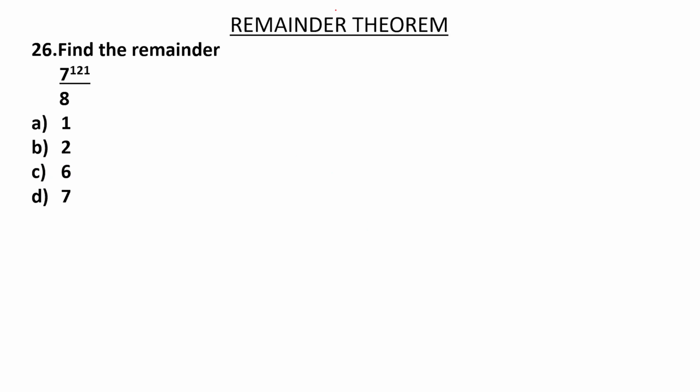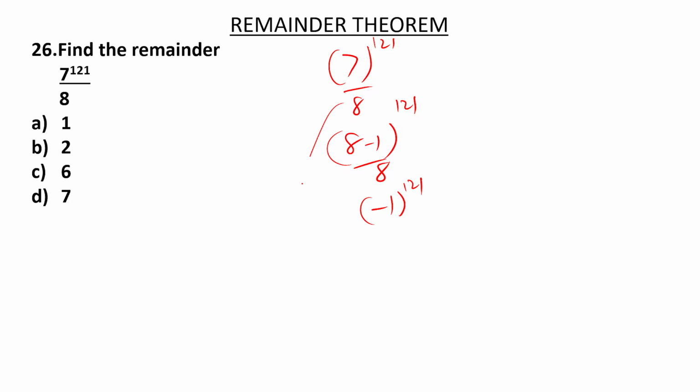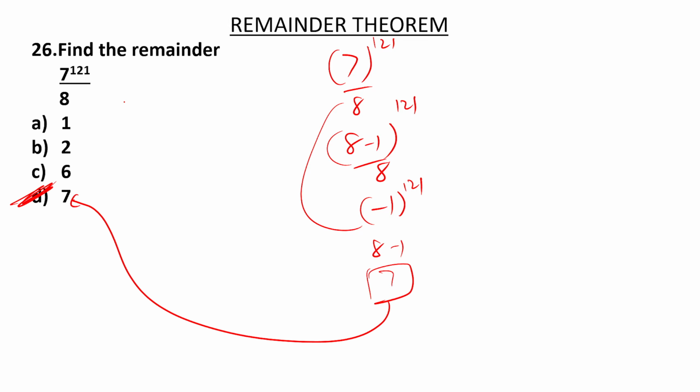Now moving on to the next question. The same way, everything goes on the same way if you understand the logic. Now it can also be written as 8 minus 1 whole power 121 by 8. So we are left with minus 1 whole power 121. So we are just going to subtract this value from the 8. 8 minus 1, we'll get the value 7. 7 is our remainder. There you go. That's how you do it.